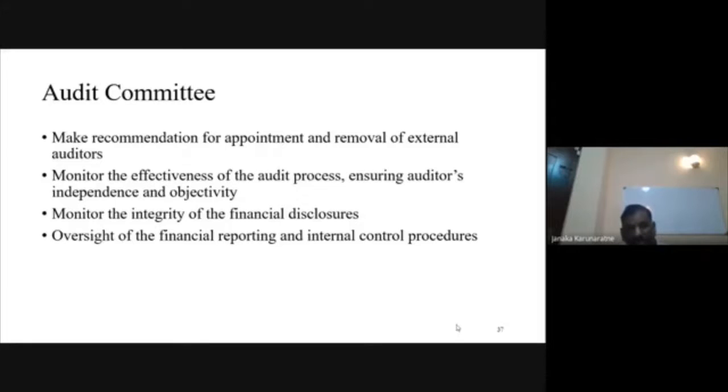The audit committee makes recommendations for the appointment and removal of external auditors on a periodic basis, and monitors the effectiveness of the audit process, ensuring the auditors' independence and objectivity. So they have a key role to play here. They should also monitor the integrity of the financial disclosures. In addition to the external auditor's statement, they should look at the disclosures independently to ensure their integrity. The audit committee is responsible for oversight of the financial reporting procedures and also the internal control process.